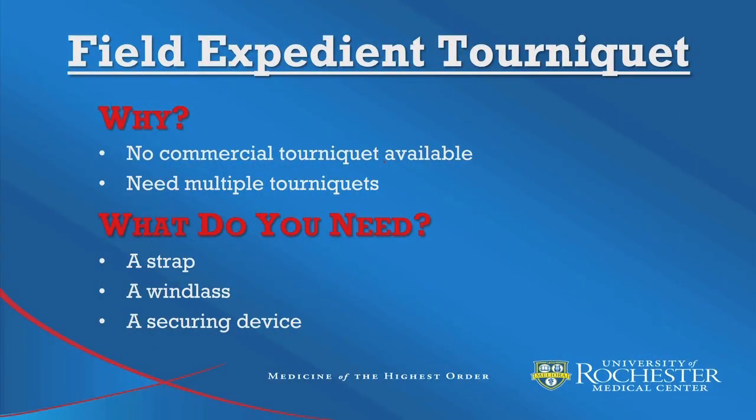There may be times when a field expedient tourniquet will need to be used. You may be in a situation where no commercial tourniquet is available, or you may be involved in a scene where multiple tourniquets are needed. To make a field expedient tourniquet, you will need a strap, a windlass, and a securing device.